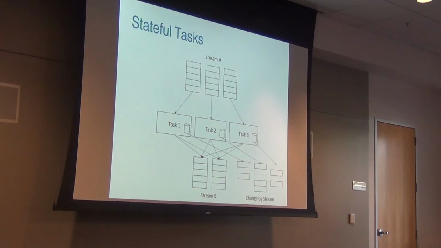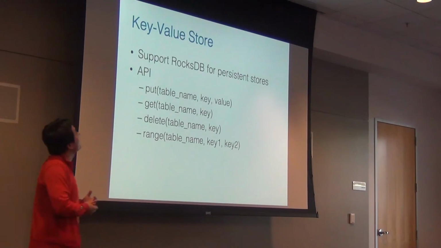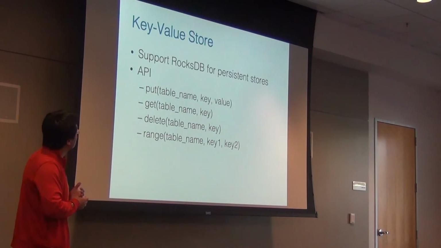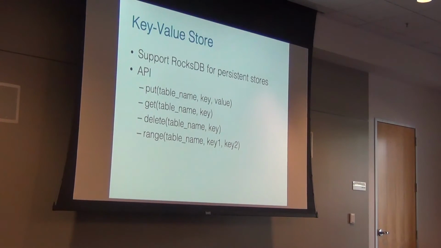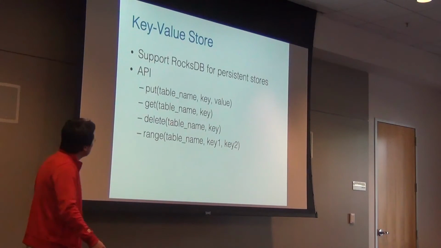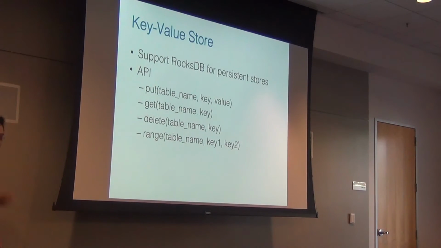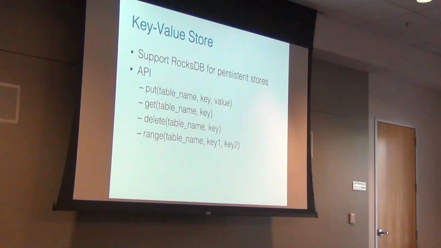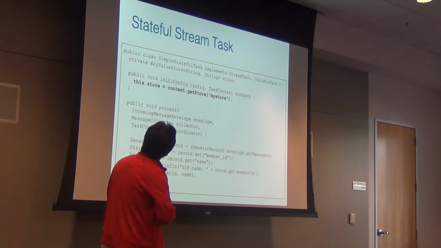Okay. So the current local store, in terms of key value local stores, we support RocksDB for the persistent stores. The API is pretty simple: we have put, get, delete, range. Recently we added getAll, which leverages RocksDB's performance improvement in multi-get. And this illustrates the key value store's interface.